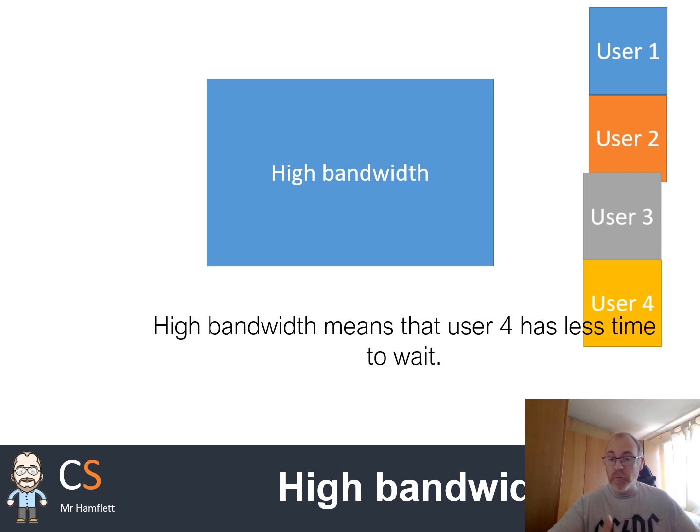So wired is better than wireless due to a massive amount of interference and also low bandwidth. And we've also looked at the idea that the more users we have using a system, the higher the demand on the bandwidth is going to be. So ergo, the longer each user has to wait to be able to send and receive data.